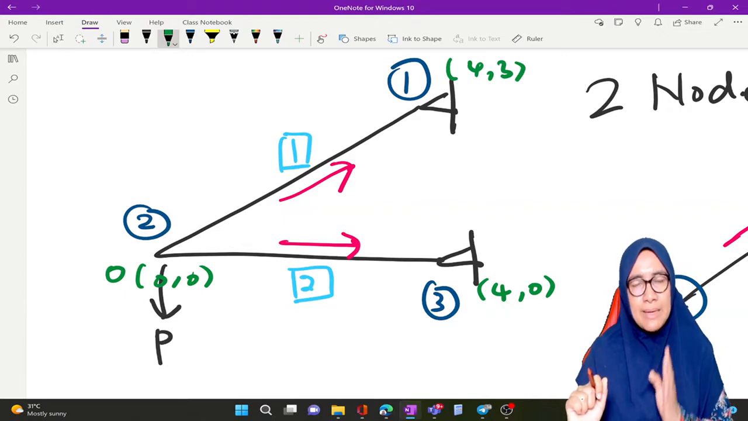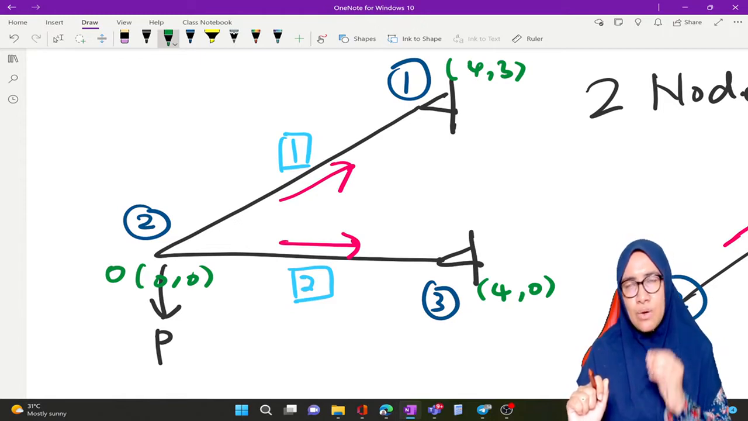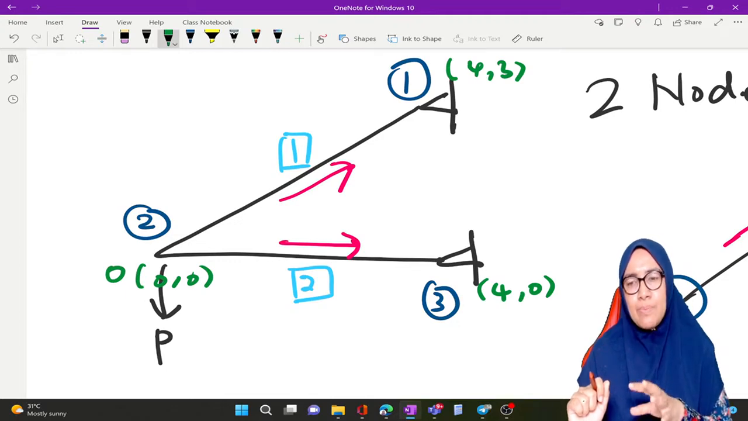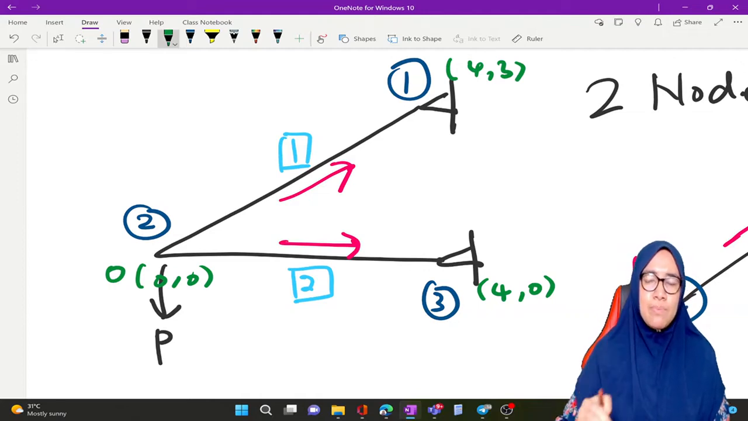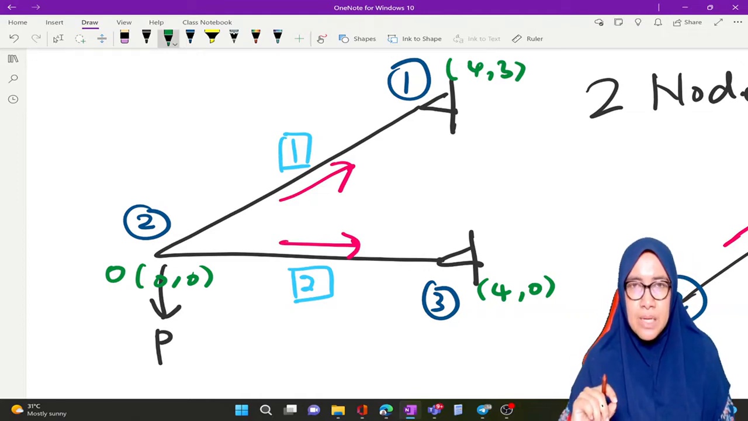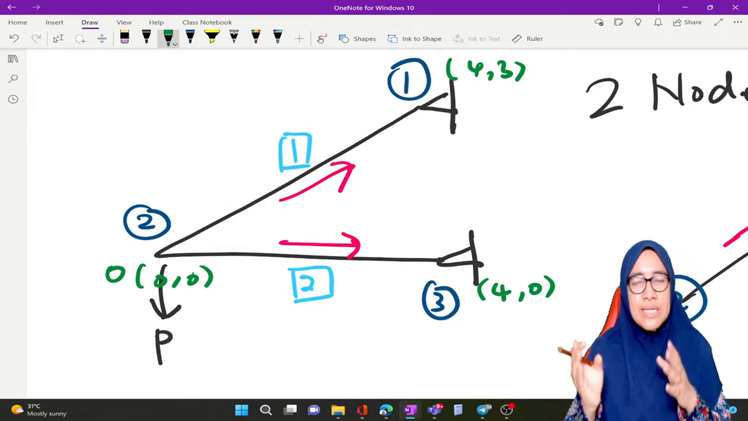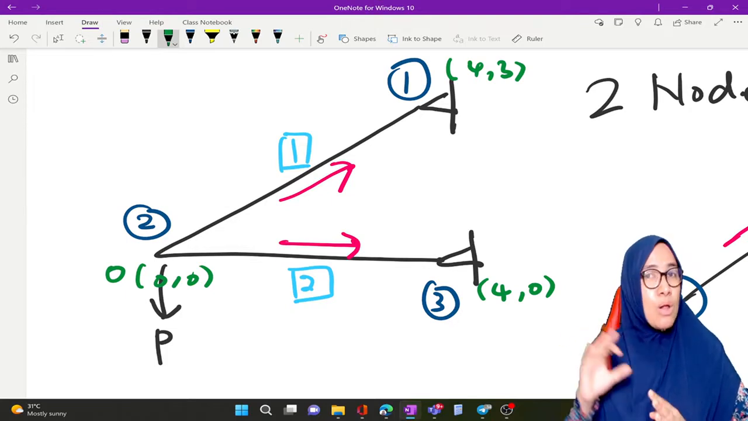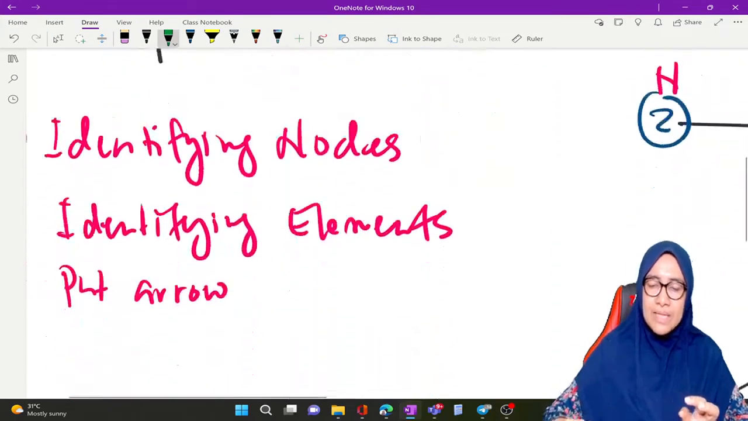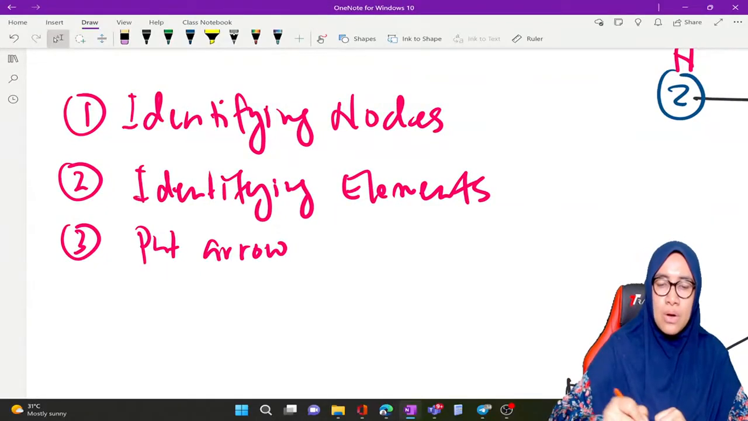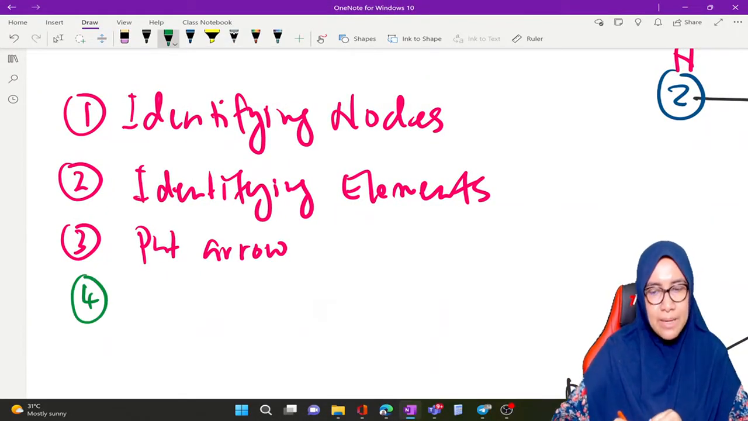So when 2 becomes the origin, 2 is 0, 0. The coordinate for node number 1 will be positive, and the coordinate for node number 3 will be positive as well. However, this is only a tip to get all positive coordinates in the structure. So I have listed here number 4. Number 4 is coordinate. Put coordinate.